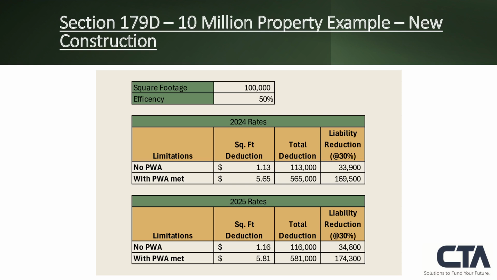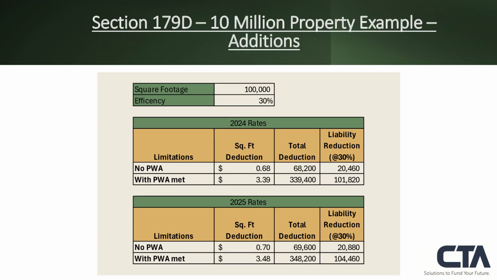There's another example on the next slide that I'll show you that actually compares this to an addition versus a new construction. So the same square footage building, but since it was a renovation, most likely it's going to hit the 30% threshold. And you can see without prevailing wage, it's going to be hit at 68 cents per square foot, yielding $68,000 in deductions and a $20,000 cash value to your client. Now, the same exact work with prevailing wage yields you all the way up to $3.39, which is almost $102,000 cash value to your client.